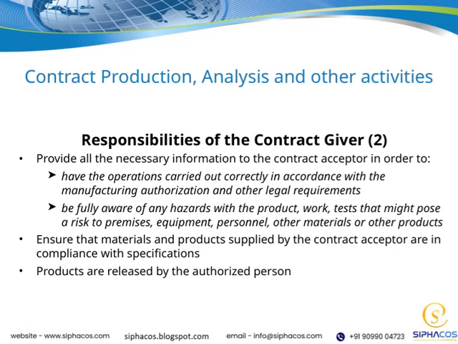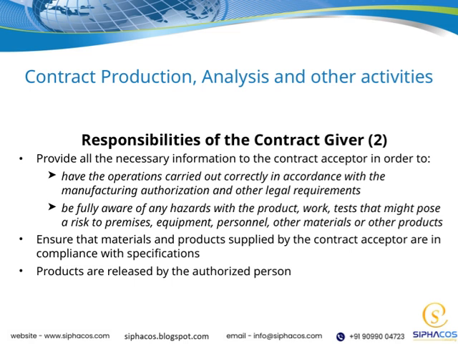Now, let's talk about the responsibilities of the contract giver, specifically the second part. It's crucial that we provide all the necessary information to the contract acceptor. This ensures that the operations are carried out correctly, in full compliance with the manufacturing authorization and any other legal requirements we must follow. It's also vital that we're fully aware of any hazards associated with the product, the work involved, or the tests being conducted. These hazards could pose risks to the premises, to equipment, to personnel, or even to other materials and products. Being aware of these risks allows us to implement the right precautions and ensure safety throughout the process.